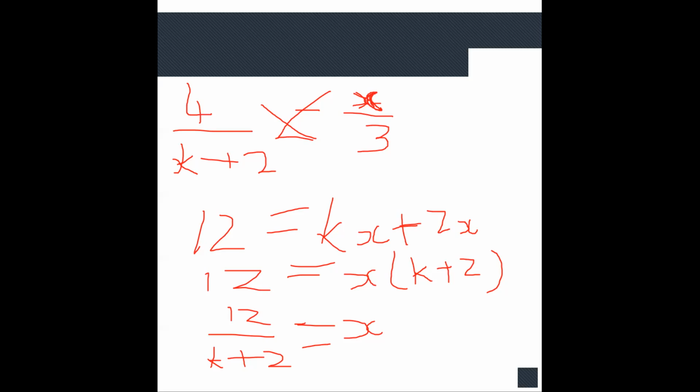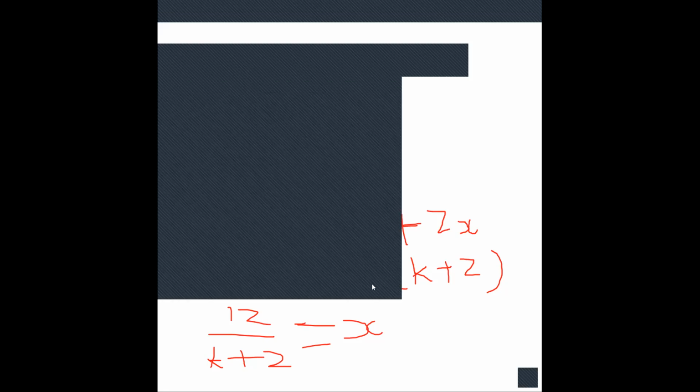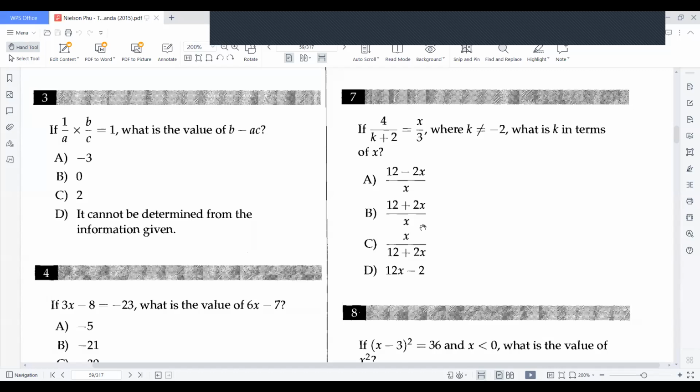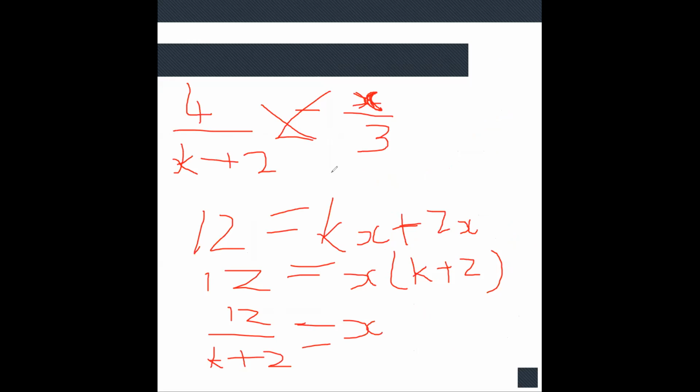So the answer is X. No, the answer is 12 over k plus 2. Because let me go back to the question so you understand. Oh, they don't have that, do they? What is k in terms of it? Oh, they're asking for k. You're asking for k. My bad. The answer is A.